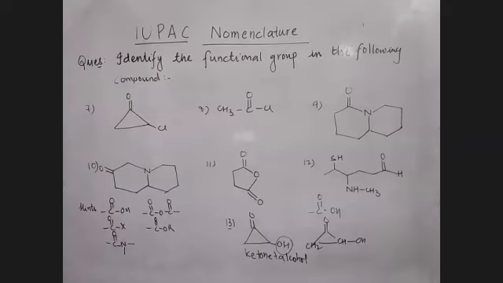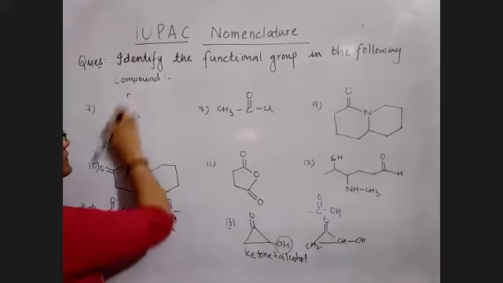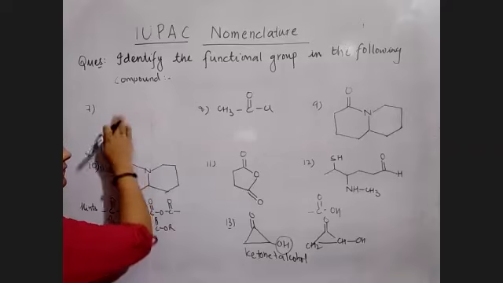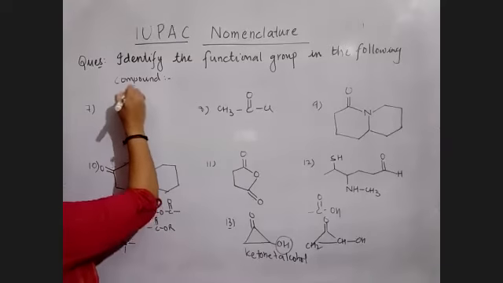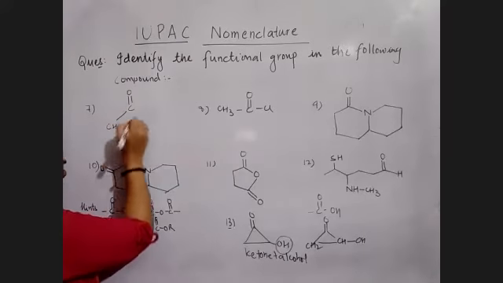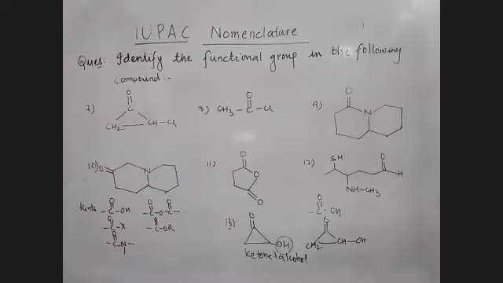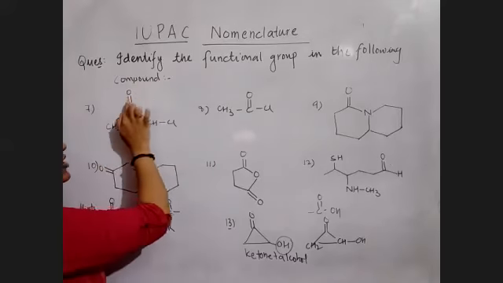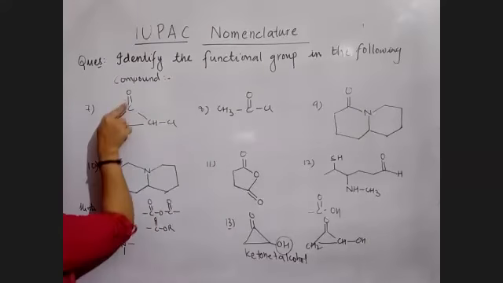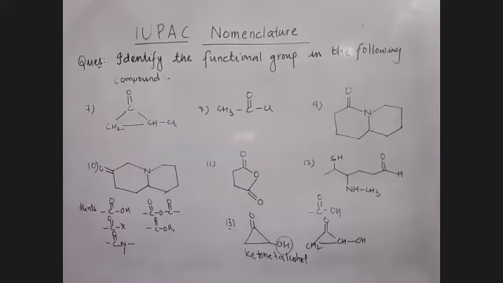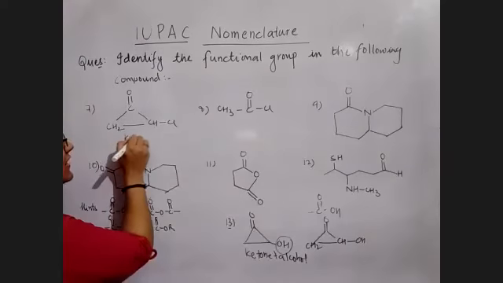Similarly, in this structure: C double bond O, CH2, CHCl. Tell me, which functional group is present? Ketonic group is present because COCl is not present. The Cl is attached with CH. So this is ketone plus chloro. This is ketone.